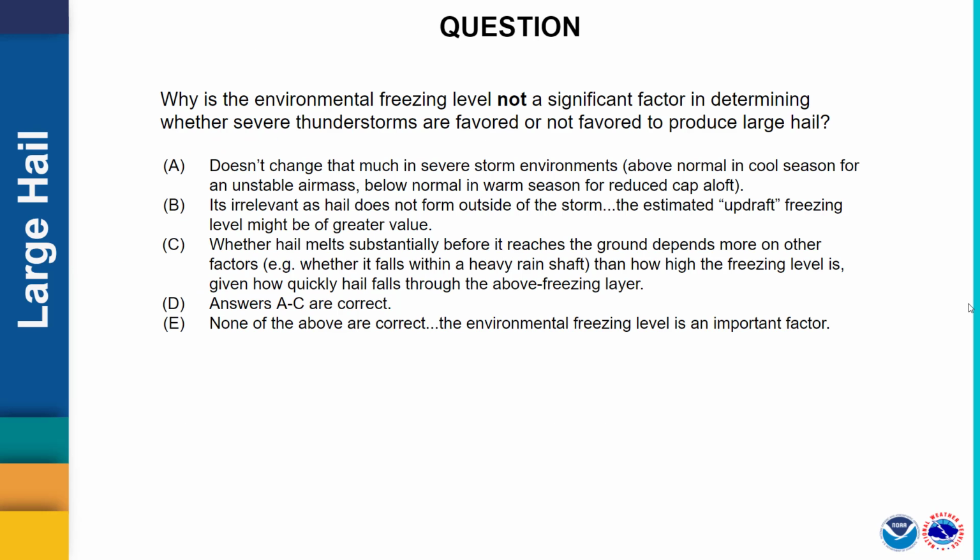How would you answer this question? Why is the environmental freezing level not a significant factor in determining whether severe thunderstorms are favored or not favored to produce large hail?